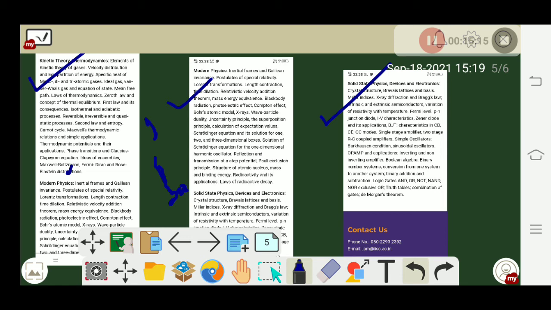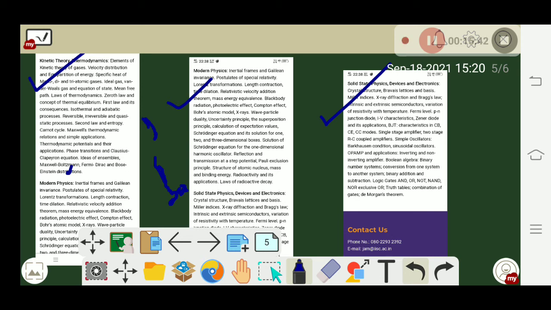X-ray, wave particle duality is important. Matter wave, yeah. Uncertainty principle is very important. You know this. The superposition principle, yes. Calculation of expectation values, Schrodinger's equation, and a solution for 1, 2, and 3 dimensional box. Okay. Then three-dimensional box is very important. 3 and 1. 2 sometimes question may arise.